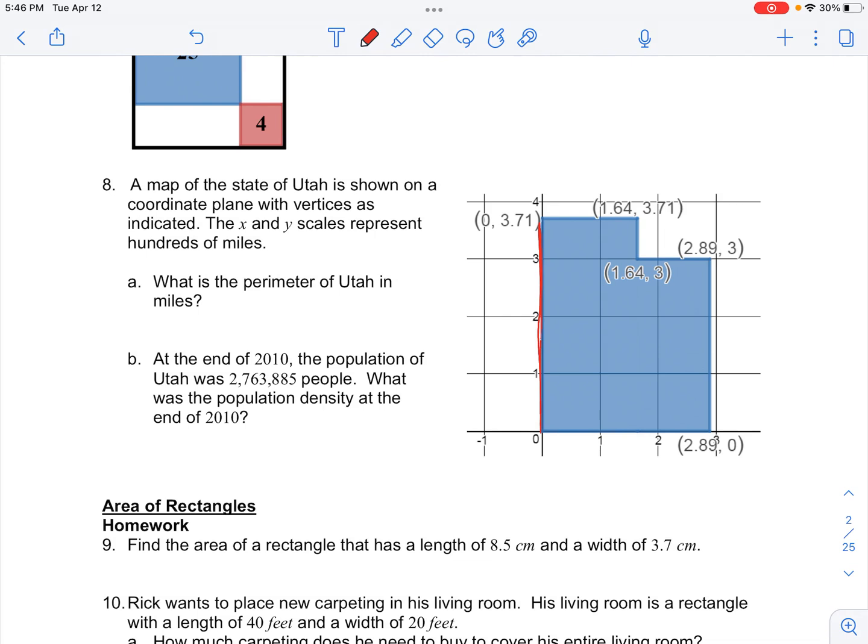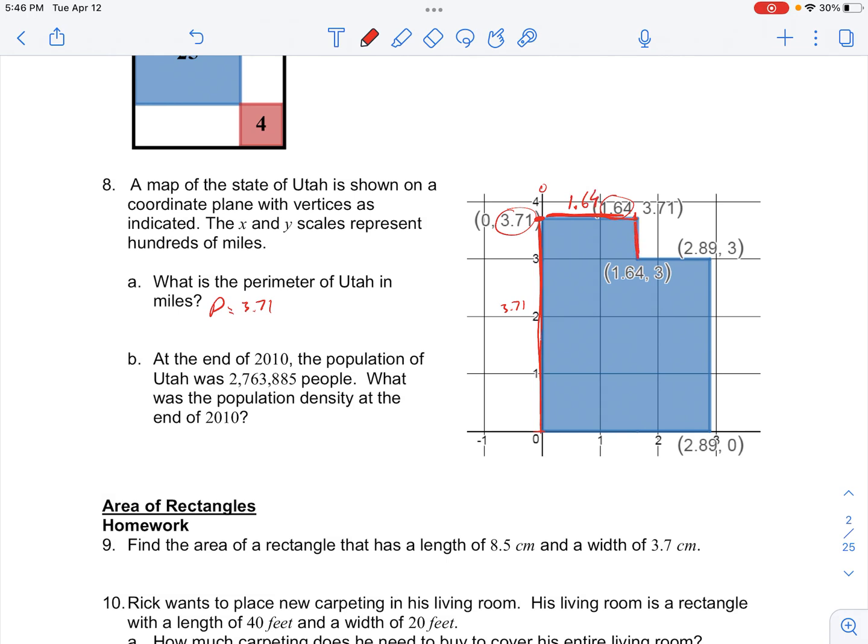So we have that the perimeter is equal to 3.71. So that's the length of this first one, which goes from 0 all the way to the y value of this coordinate. So this side is 3.71. This side length goes from x equals 0 to the x-coordinate of this point, so that's a length of 1.64.